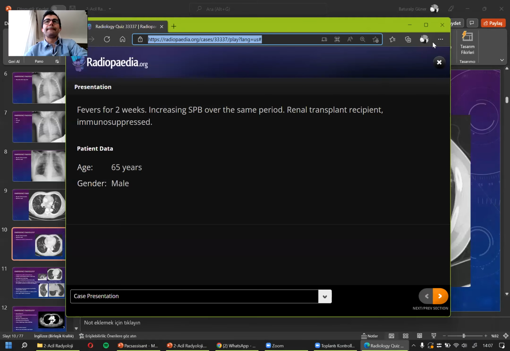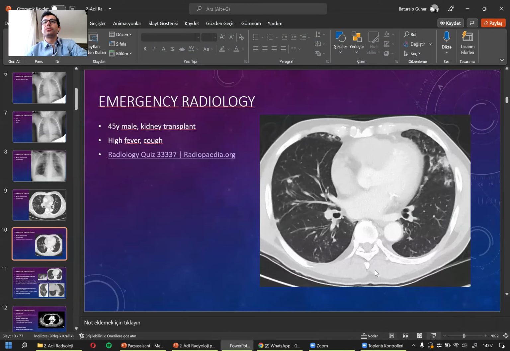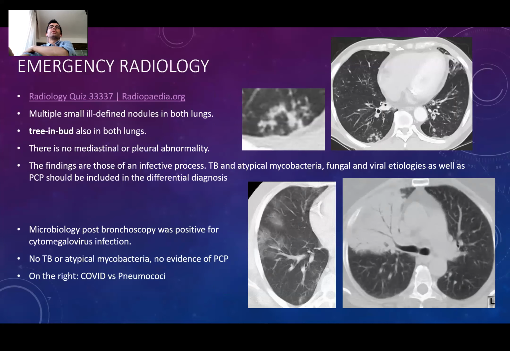So let's move on. All right, this patient has pneumonia, by the way. We are seeing multiple small ill-defined nodules in both lungs, some nodular densities as we have talked about. We are seeing some tree-in-bud appearance, which is a little bit detailed. I'm not going to ask you. I'm not seeing any mediastinal abnormality. The heart is a little bit enlarged, but the mediastinum is quite nice. There is no pleural abnormality. So this is an infective process. This is a typical case of atypical pneumonia, by the way.